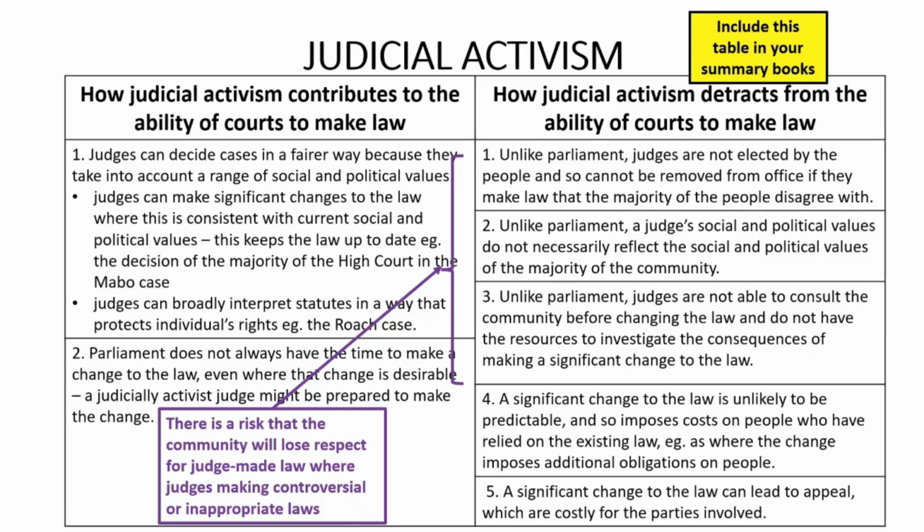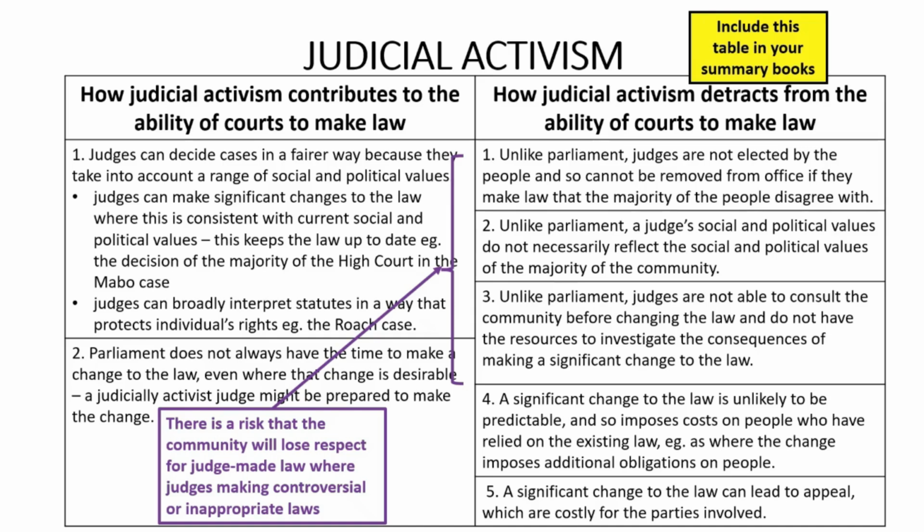This decision had serious consequences for the legal aid system because it meant that a large amount of legal aid money that was being used in family law cases now had to be diverted to criminal law cases. While this ensured that accused people received a fair trial, it prejudiced the ability of women to obtain legal aid to assist them in family disputes, which often arose as a result of those women being trapped in an abusive relationship. The upshot of all of this is that while judicial activism does have the benefit of enabling judges to decide cases in a fairer way, it does have the risk that the community will lose respect for judge-made law if the judge changes the law in a controversial or inappropriate way.